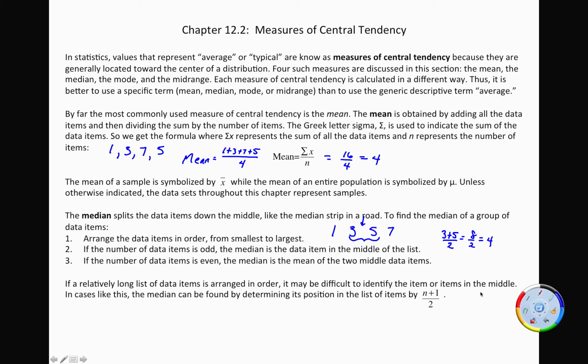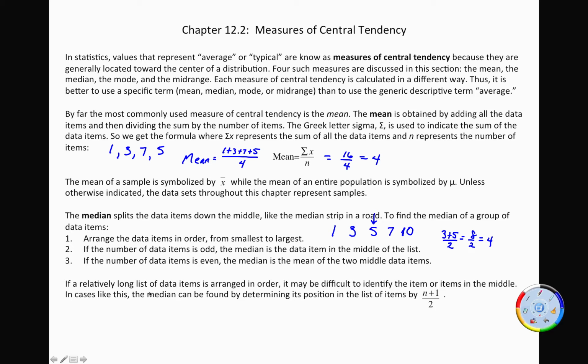Okay, let's say this was my list of data items, so 1, 3, 5, 7, 10. Now that I have an odd number of items, it's simply the value in the middle. So my median for this set of data would be 5.